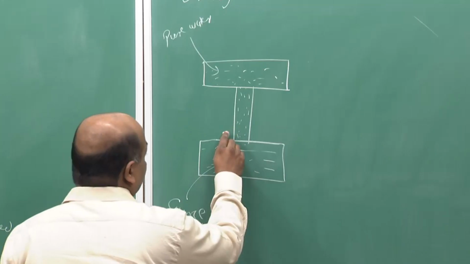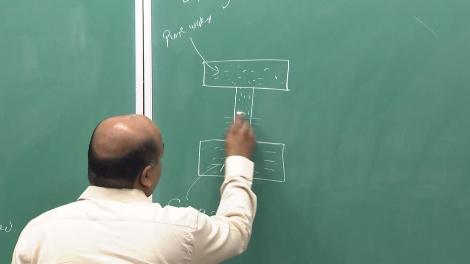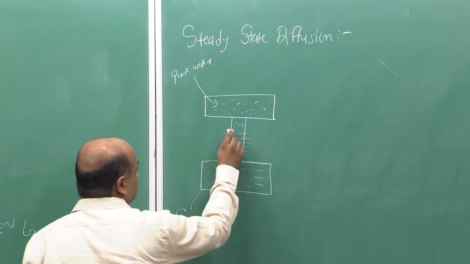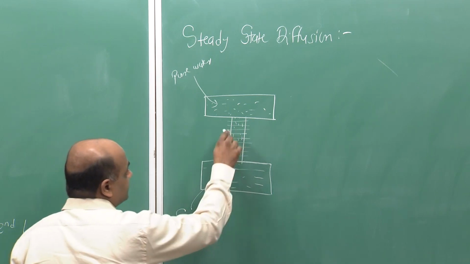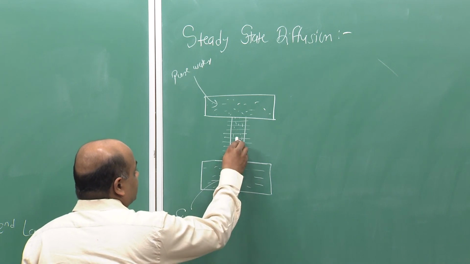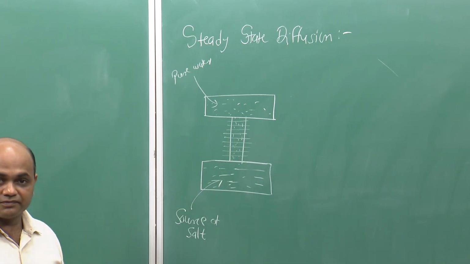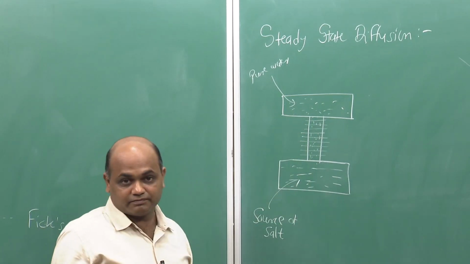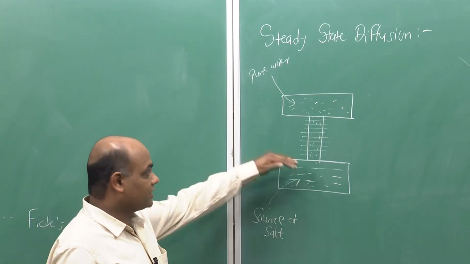Steady state means at any given x position, the x axis is vertical here, right, at any given x plane, the concentration did not vary with time, although the concentration varies from bottom to top, but at any given x it was fixed.